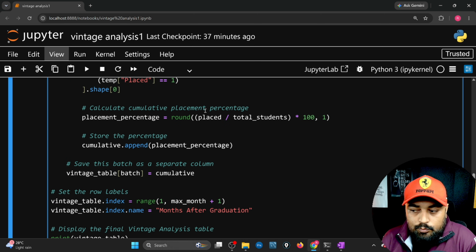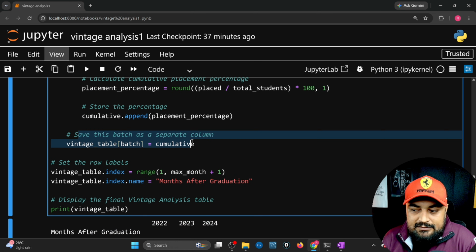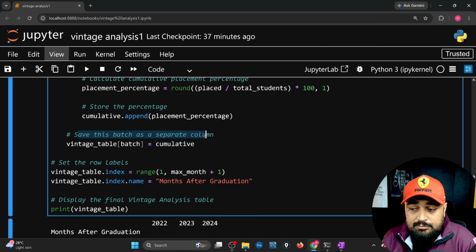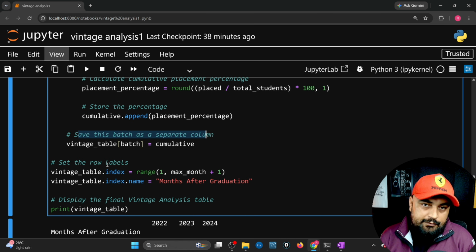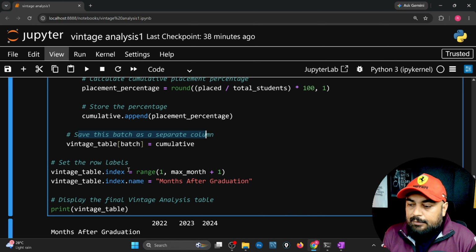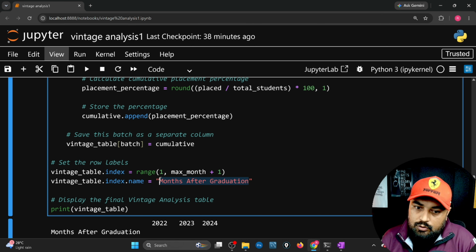Now calculate cumulative percentages here. For cumulative percentage, you can see I am also using the round-off formula. Then store the percentage using the append function. Simple. And then I'm saving this in the data frame that I created, right? So you can see that now this has been saved. Then set the new row label, just to give you an idea of how the data will look, because this is labeling. This is not mandatory, so that is your choice. You can give the name as per your convenience.